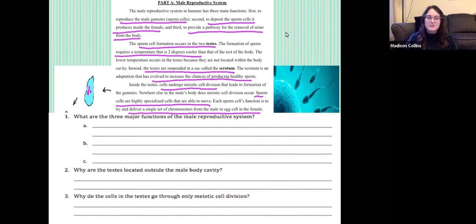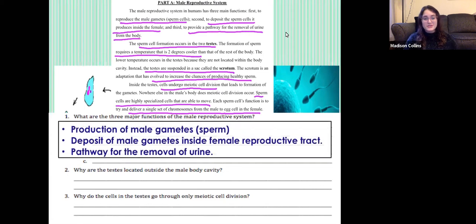Okay, number 1, what are the 3 major functions of the male reproductive system? So hopefully you found these 3 functions in the very first paragraph that we read. Those 3 functions are to first produce the male gametes that we know as sperm, also to deposit those male gametes or those sperm inside the female reproductive tract, and then also to provide a pathway for the removal of urine. So all 3 of those functions are covered by the male reproductive system.